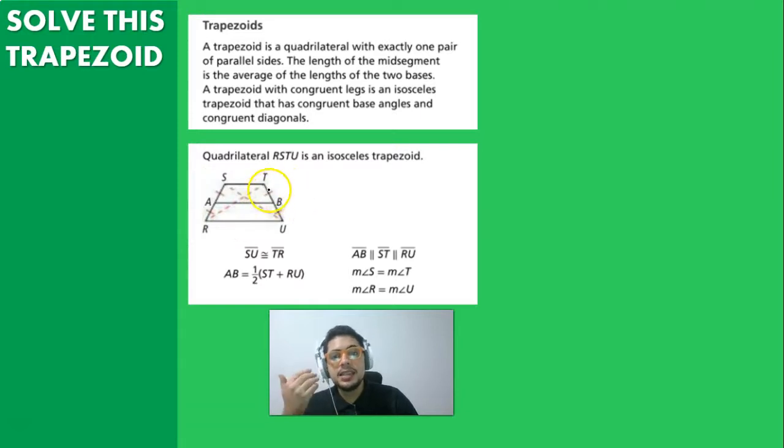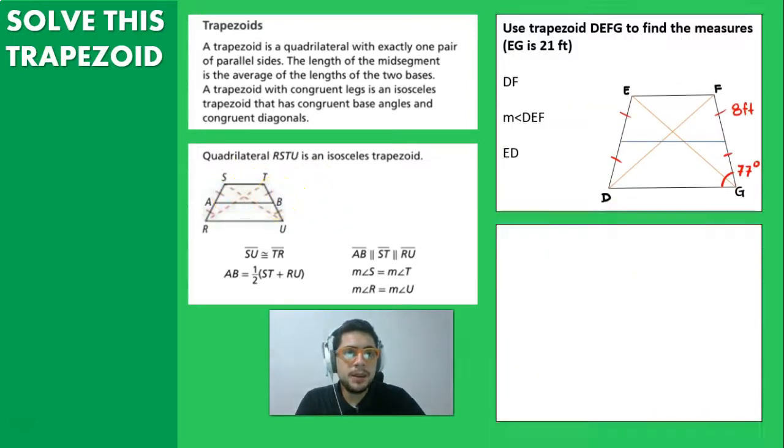And in the case it is an isosceles trapezoid, that means that the two legs are going to be congruent and that the two angles on the two bases are going to be congruent as well, right? You have to take into account that the two bases are going to be parallel because you are going to find that useful when solving the angles that are formed. So in this case, we're going to be solving this trapezoid. Use trapezoid DEFG to find the measures, and know that EG is 21 feet.